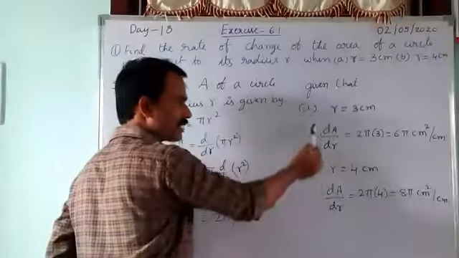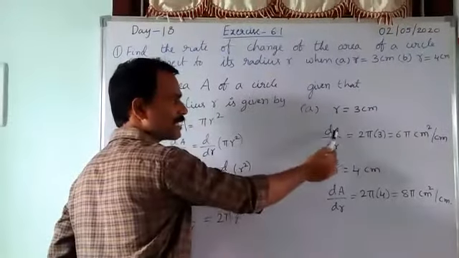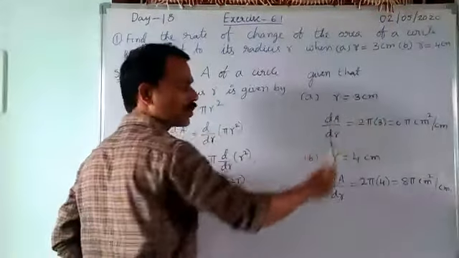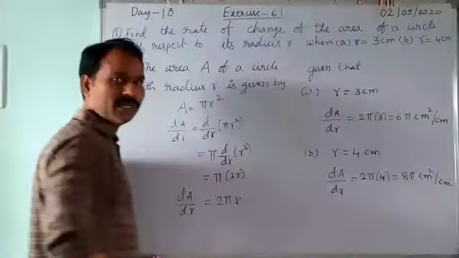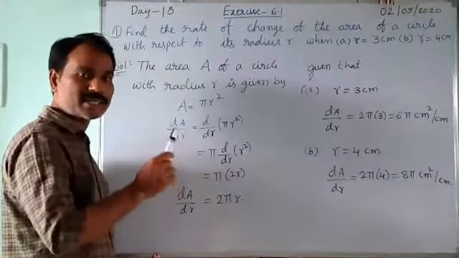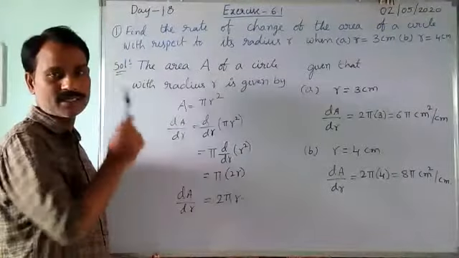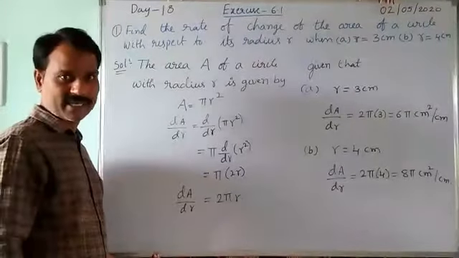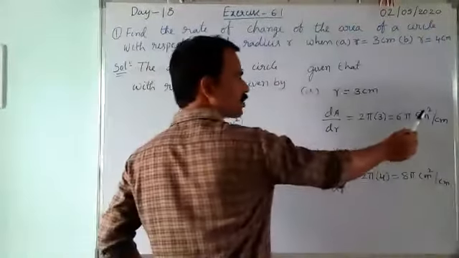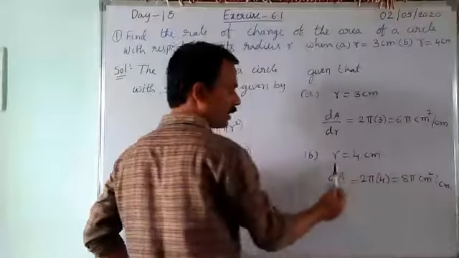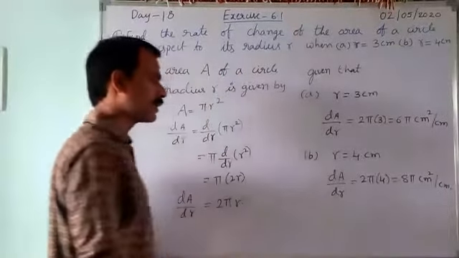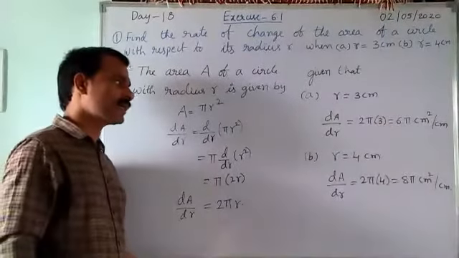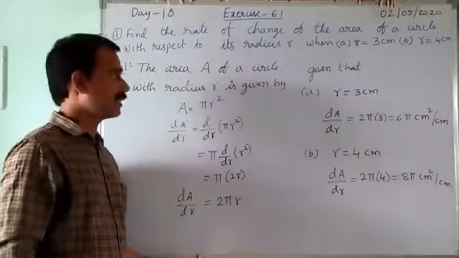So in this condition, the rate of change in area with respect to radius is in centimeter square per centimeter. Yesterday in the first example we wrote centimeter square per second because the area changed per second, but here it is centimeter square per centimeter. Same as r is equal to 4 centimeter, dA by dr is equal to 2 pi into 4, 8 pi centimeter square per centimeter.